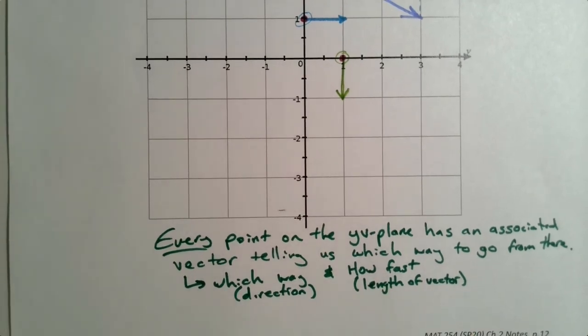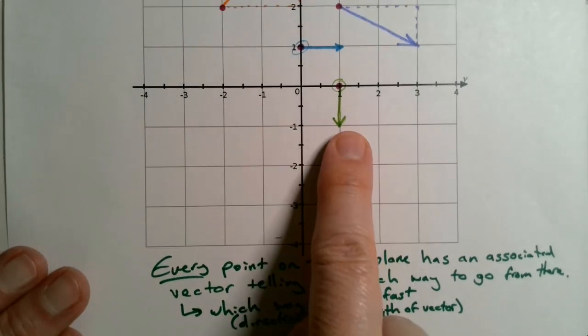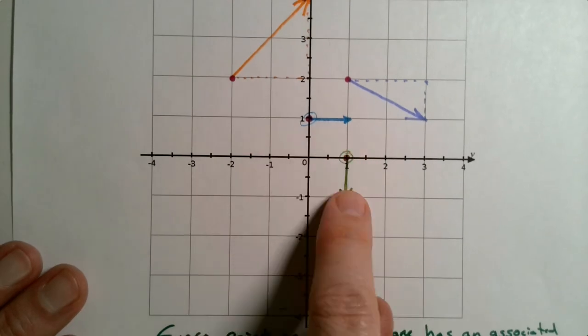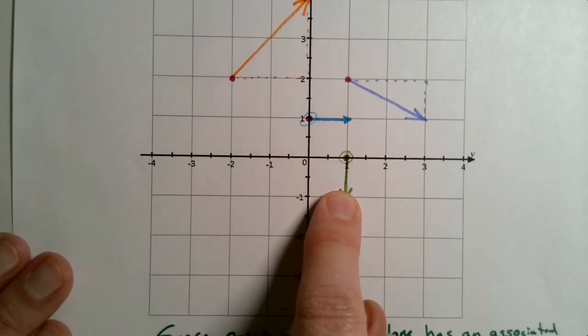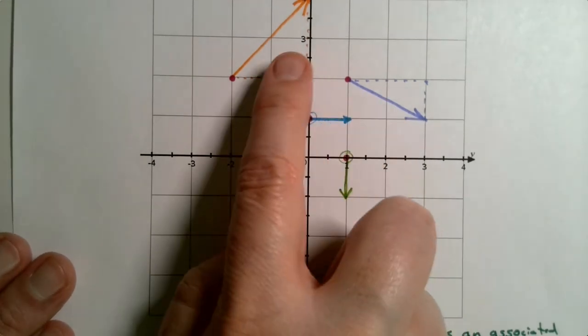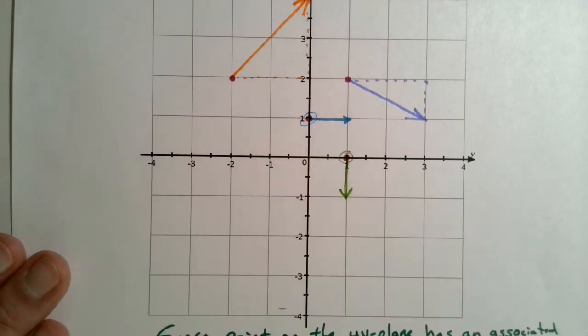And so it's not just a slope field. It's not just telling us the direction. It's telling us how quickly to move in that direction. And so these two are moving relatively slowly compared to these two, right? Because the vectors are longer.